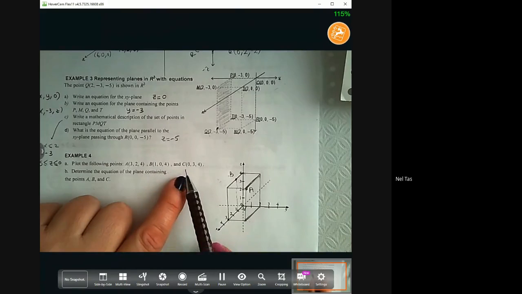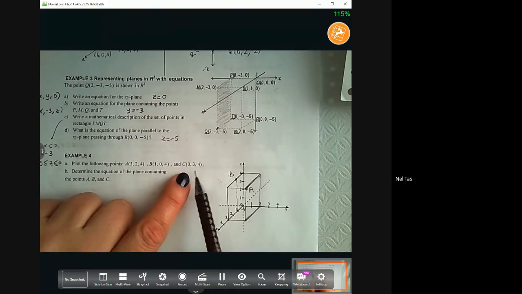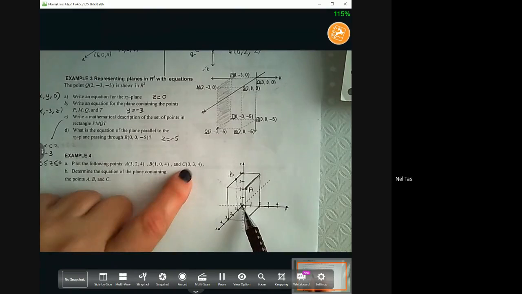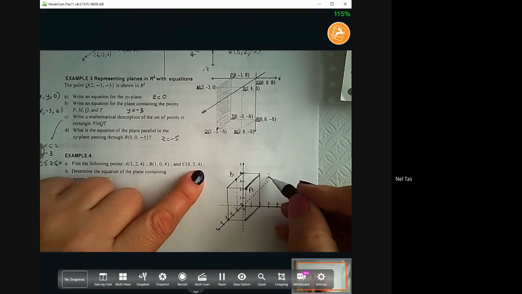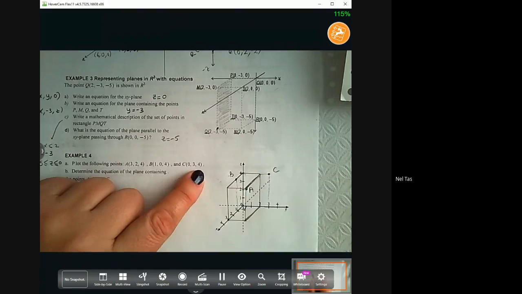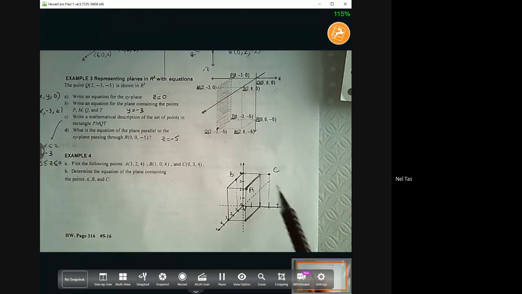Let's look at point C, (0, 3, 4). 0 on the x-axis, 3 units on y, 4 units parallel to z. We don't need to build a box here because one coordinate is 0. So that is point C. Y is 3, Z is 4. So it is on the YZ plane.